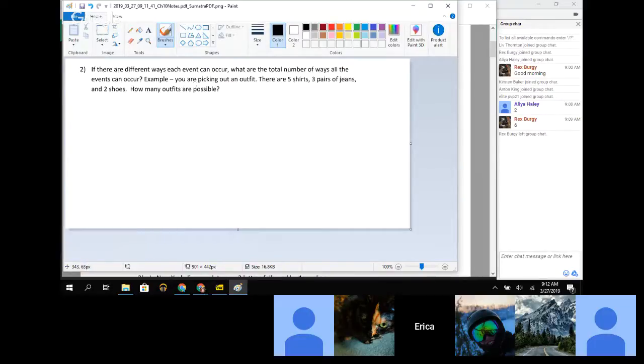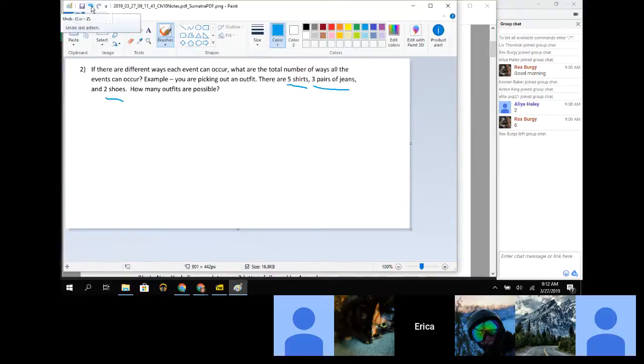This is the example. You're picking out an outfit. You have 5 different shirts that you can pick from. You have 3 pairs of jeans and you have 2 pairs of shoes. How many outfits can you possibly make with your 5 shirts, 3 pairs of jeans, and 2 shoes?